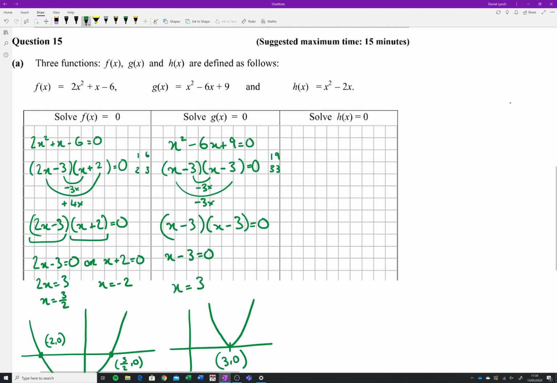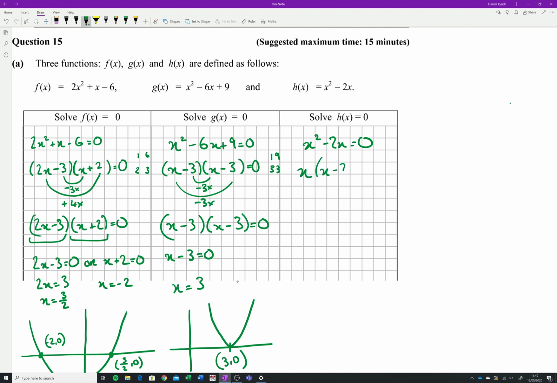Okay, the last one that I asked you to do was h of x is 0. Well, h of x is x squared minus 2x. So if h of x is 0 and h of x is x squared minus 2x, then x squared minus 2x is 0 is our starting point. So the type of factorization here is different to the one before. There aren't 3 terms, there are only 2. So this one is simply highest common factor.